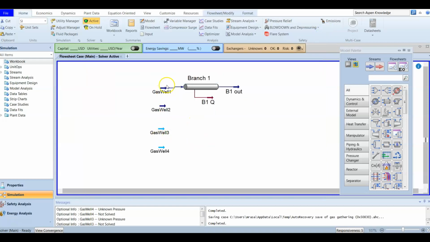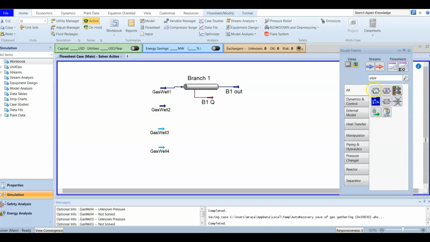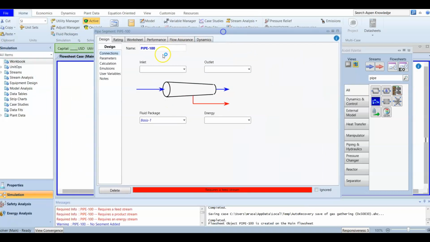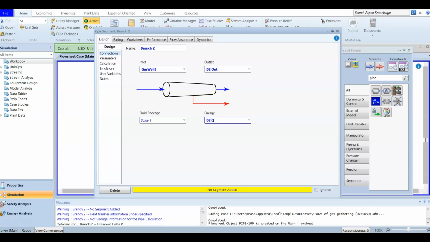Okay, the same way we did for gas well number 1, we are going to do for gas well number 2. So in this case, we are going to add another pipe segment, but this time for the second well, and this branch will be divided into 2 segments only, not 3. Okay, so branch number 2, and the inlet will be the produced from gas well number 2, and here it will be branch number 2 out. Okay, and we need to add an energy stream, which is P2 out, Q. This is for the energy.